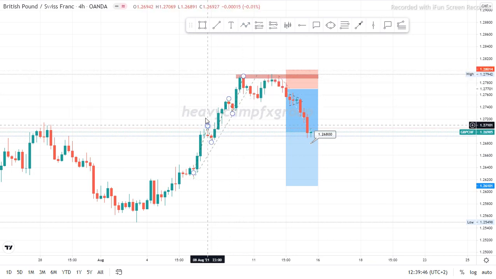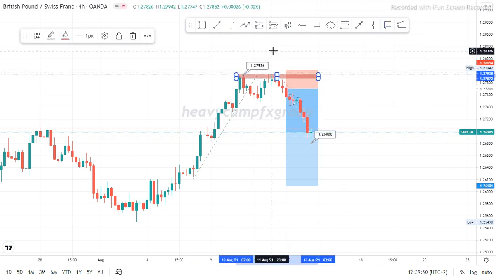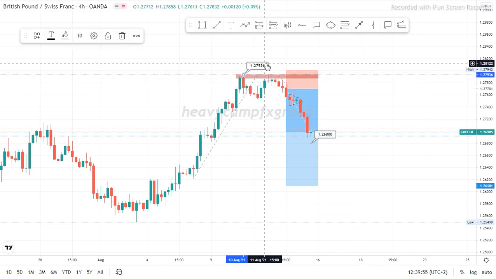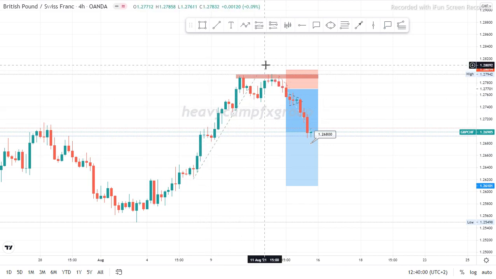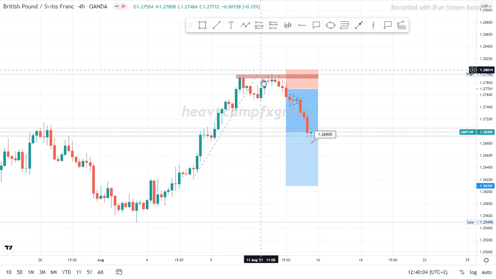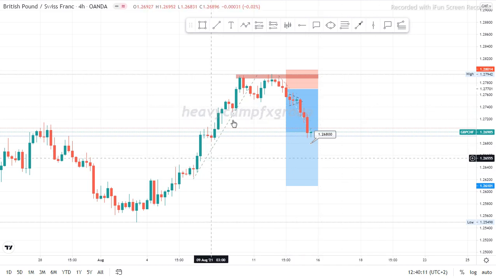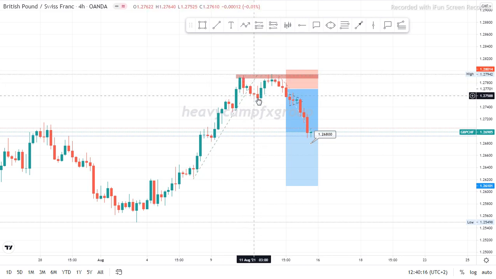Once price got to this high of 1.27936, price could not push any higher. Price came down, breaking this trend line. I'm not necessarily a trend line trader, so if a trend line is broken, I need more confluence to actually enter a trade. With this trend line broken and this high created, I simply waited for price to go back to this high, which is now a key level.